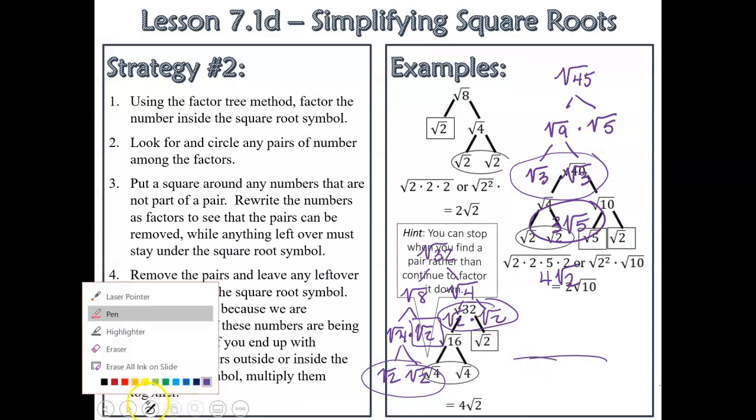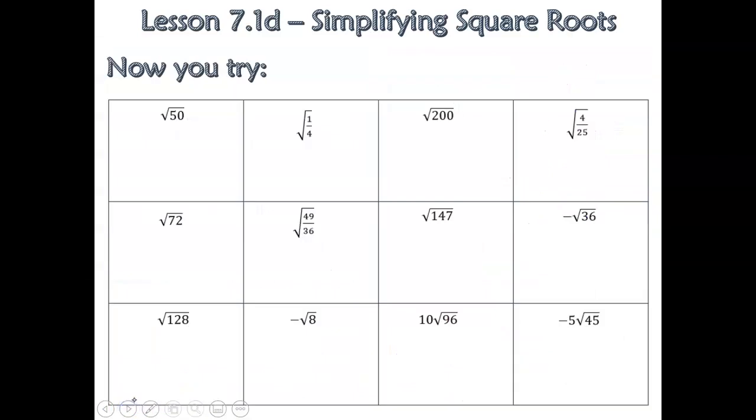All right, let's see if I can actually make the page go. All right, so let's try some. So let's try 50. So I'm going to do the tree method. I'm going to break that down to the square root of 25 times the square root of 2. Break this one further into the square root of 5 times the square root of 5. This is by itself. This is a pair. So I have 5 root 2 as my answer.